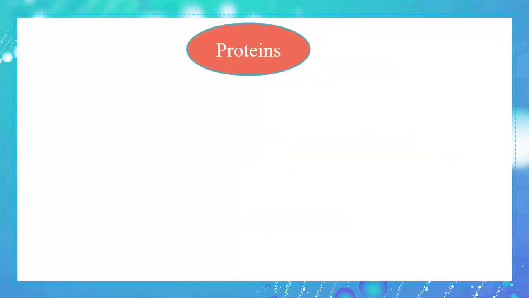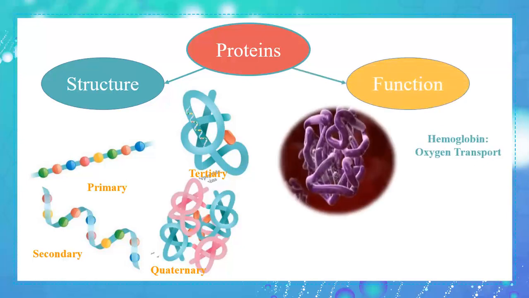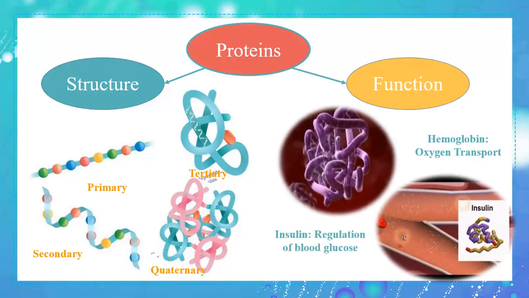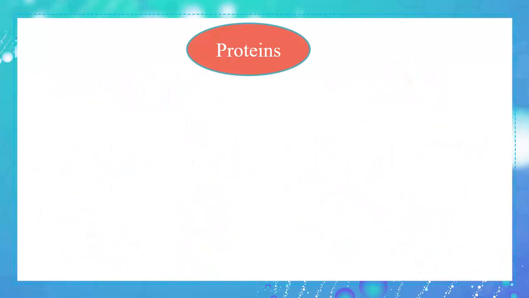From the beginning of this chapter, we've been talking about proteins, from the sequence and structure, starting from the simplest primary structure to the complex quaternary structure. And we've said how important proteins are in their function. For example, hemoglobin is responsible for oxygen transport and insulin is responsible for regulation of blood glucose. And how are these proteins synthesized?